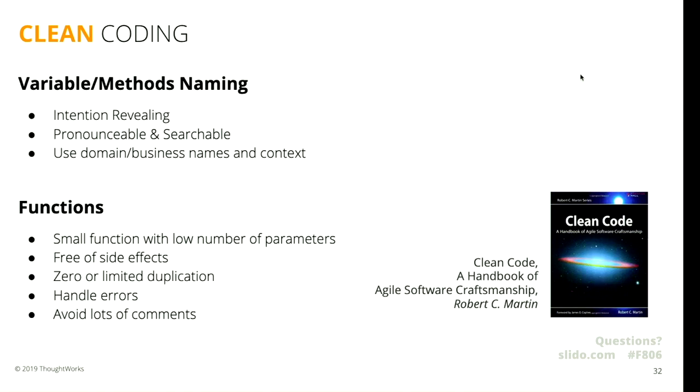And if you'd like to learn more, there's this book, Clean Code: A Handbook of Agile Software Craftsmanship by Robert Martin, if you're interested to learn more about it.